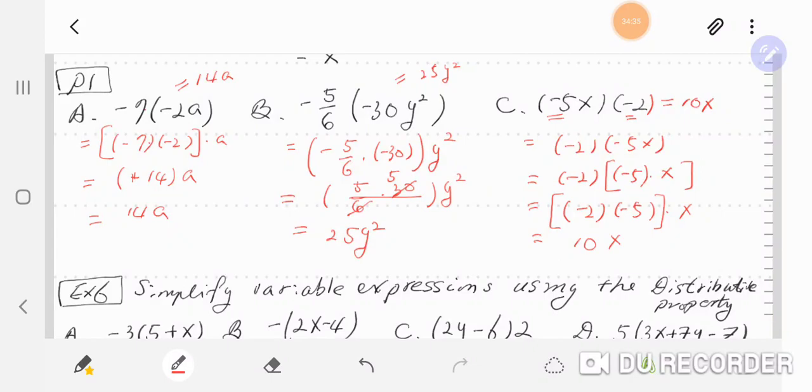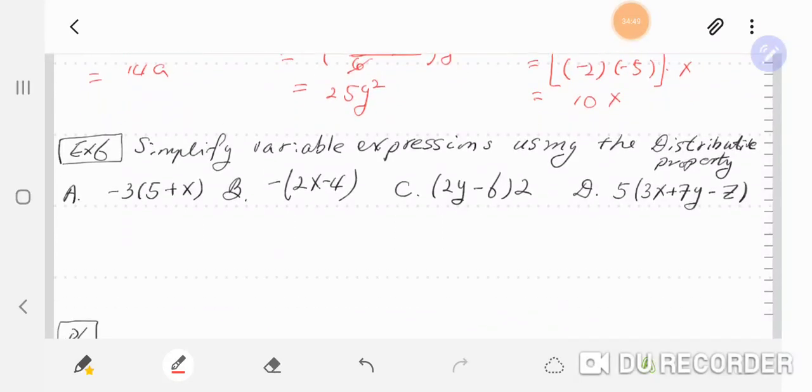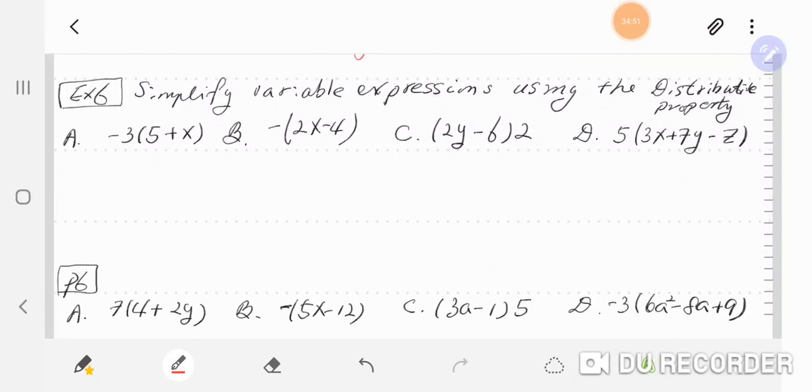So we just apply the properties of multiplications. But actually you don't have to. What we do is, since this is a product, multiply everything. Multiply the numbers, multiply the variables. That's it.